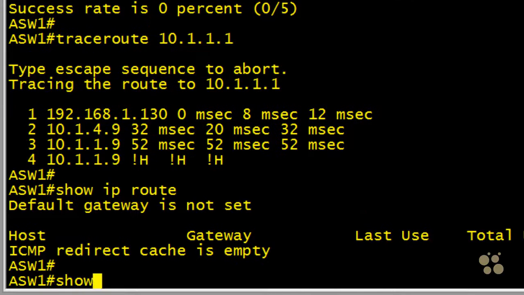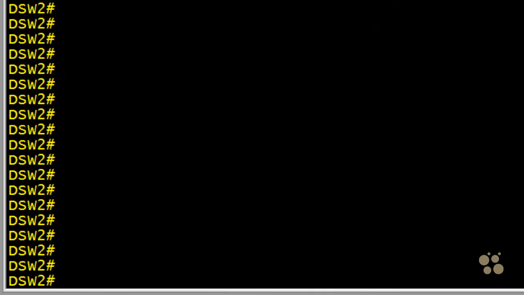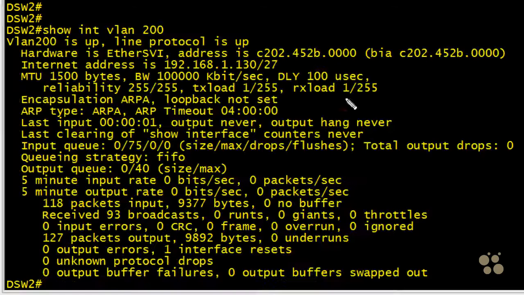And if we issue the command show ARP, ASW1 thinks that the 10.1.1.1 resolves to this MAC address, and the back half of that is 2B and 4 zeros. And that MAC address, if we looked at DSW2's VLAN 200 interface that has the IP address of .130, it would have that MAC address. In fact, let's go verify that right now. So on DSW2, we'll do a show interface for VLAN 200, and there's that MAC address right there.